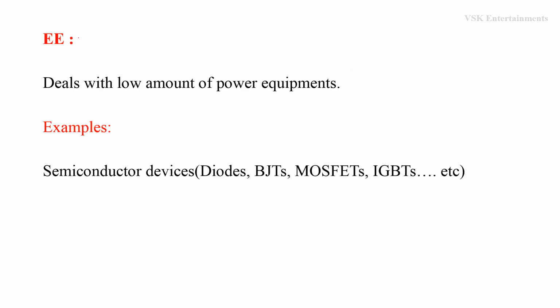Coming to electronics engineering, this is simply electronics and communication engineering in the BTech course. It is defined as the engineering which deals with low power equipment. The examples of low power equipment are power semiconductor devices, that is, diodes, BJTs, MOSFETs, IGBTs, etc. In this engineering, that is electronics and communication engineering, we mainly concentrate on the working and characteristics of power semiconductor devices. That is nothing but electronics engineering.